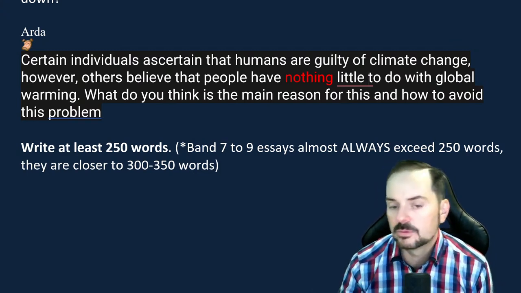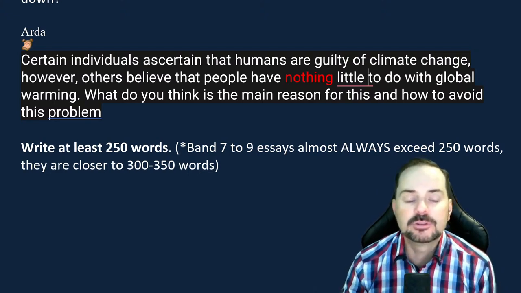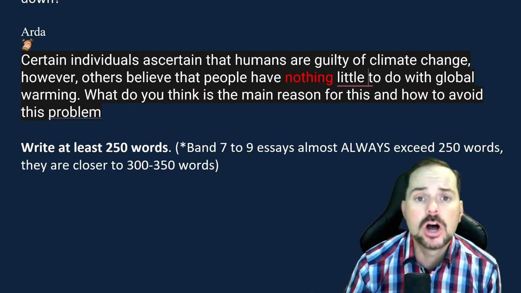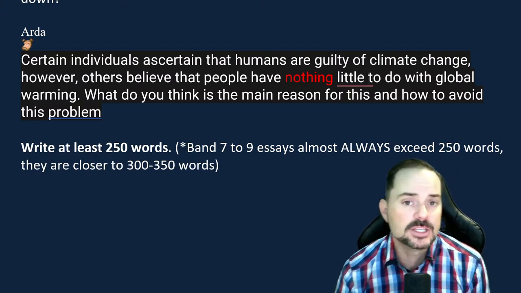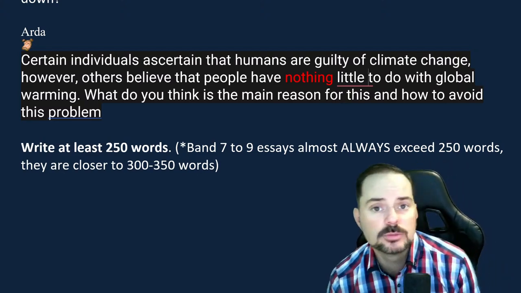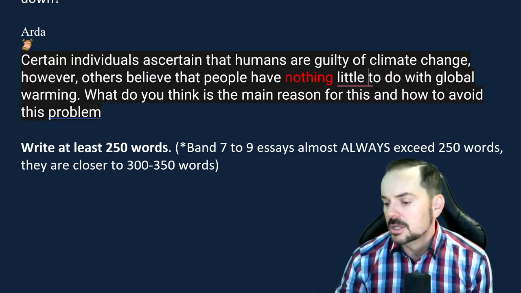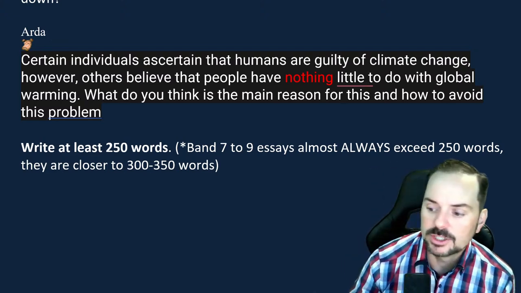So careful with accuracy when you're paraphrasing. Okay, you have to make sure, Arda, that you do not include information which is not in the question. In this question, it doesn't say that it's either humans or the planet. It says that it's mostly humans or mostly the planet, right? So that's what we want to make sure we're writing on. Okay, we want to be really careful.